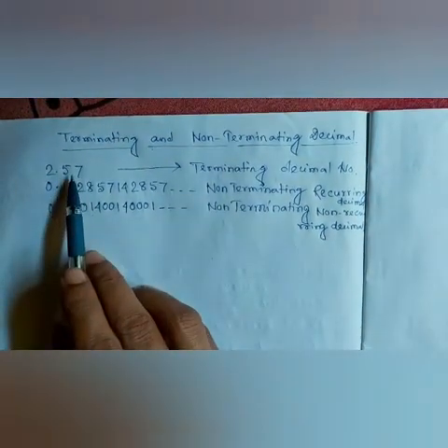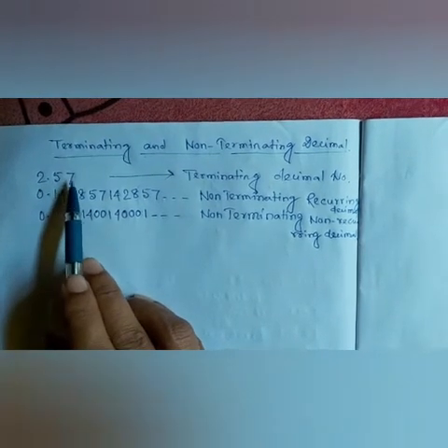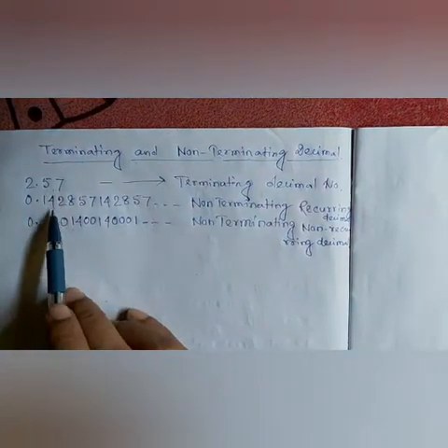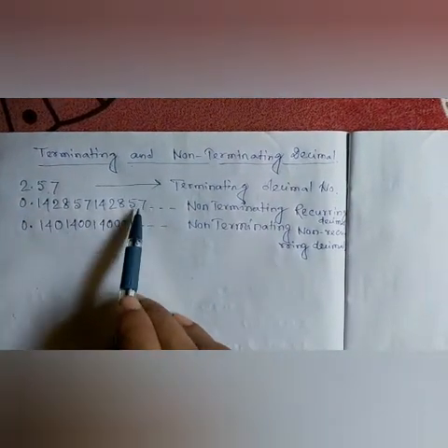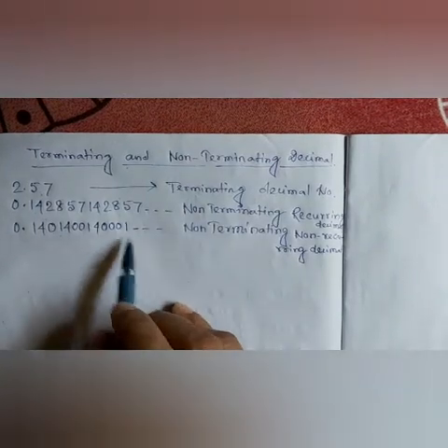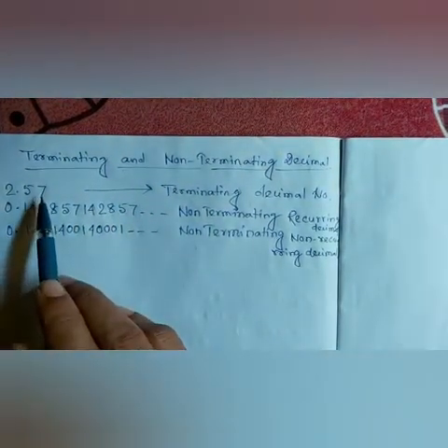So terminating means that after the decimal a certain number of digits occur. Here an infinite number of digits occur, and in this one also an infinite number of digits occur. That means these two cases are non-terminating and the first one is the terminating decimal.